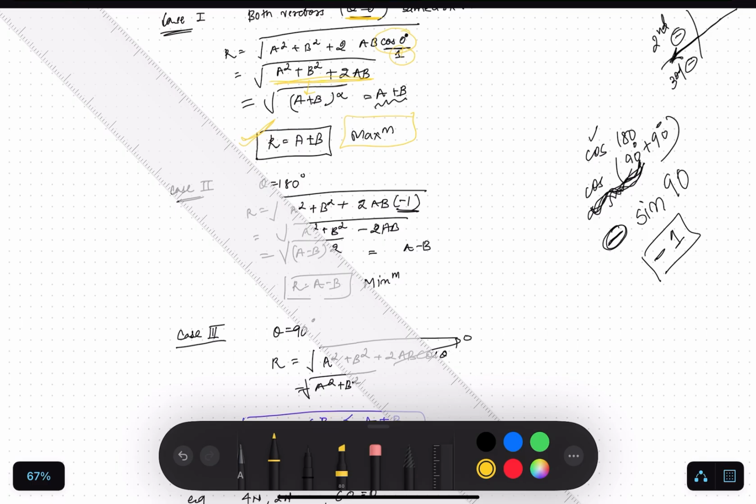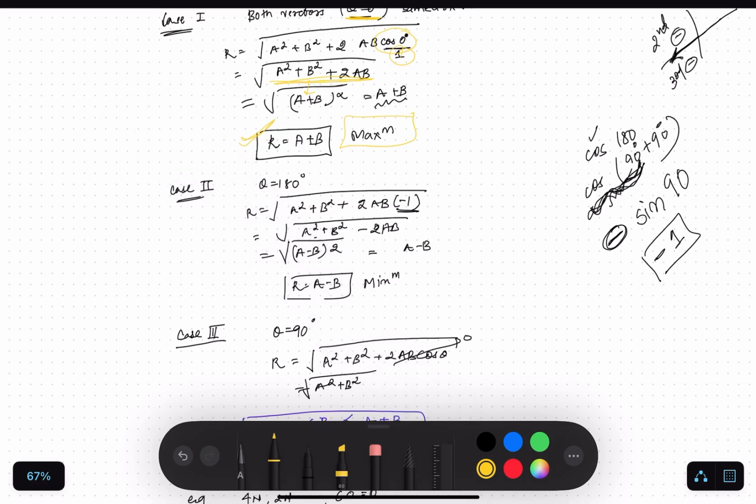Case 2 would be if the vectors are exactly opposite to each other, that is, they have an angle of 180 degrees between them. So for my resultant vector, I put the value of minus 1, because cos 180 is minus 1. So this will come as the square root of (a minus b) whole square. So my R will be a minus b.